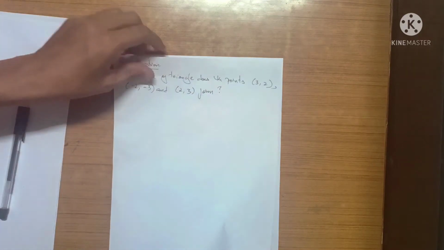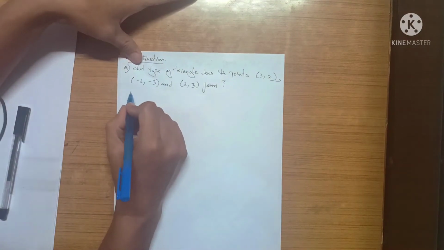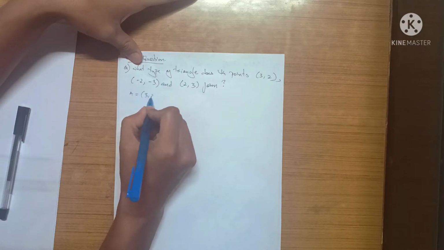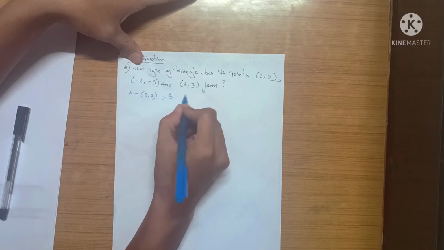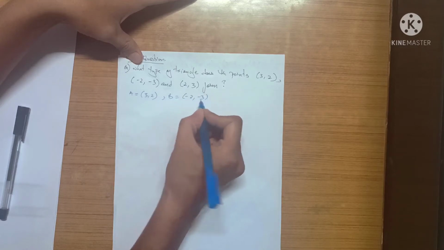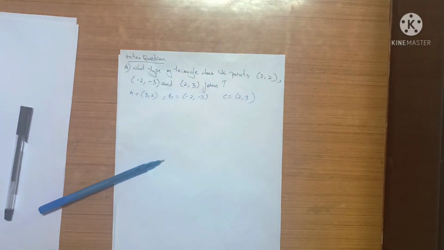Here is an extra question which says what type of triangle do these points form? So we don't know what kind of triangle it will be. We don't know if it's going to be isosceles or equilateral or any kind of triangle. So let's try it out. A equal to 3, 2. B equal to minus 2, minus 3, and C equal to 2, 3.